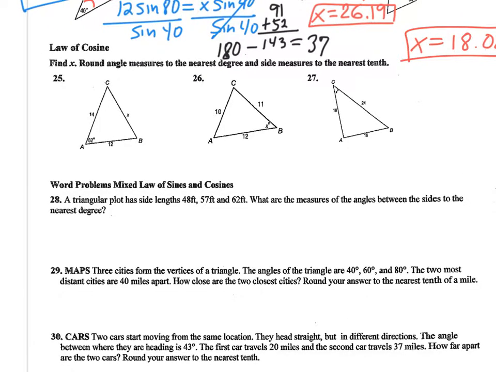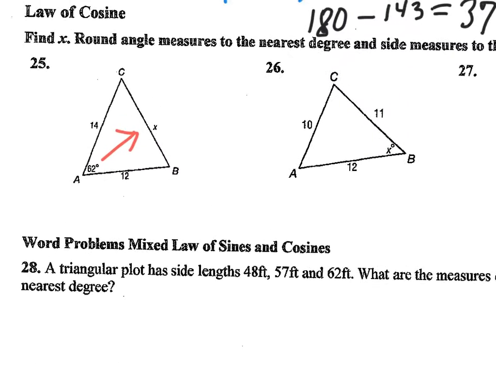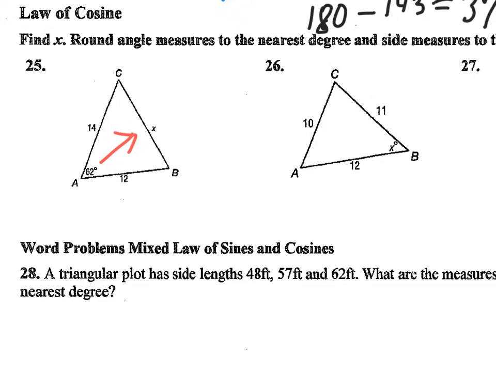Okay, so for the law of cosines, you usually have three sides and an angle. And you start from the side across from the angle. So here, what letter am I going to start with? You start with the x, the side across from the angle. So it's x squared equals what? You get the two sides squared, minus 2 times 14 times 12 cosine of 62.